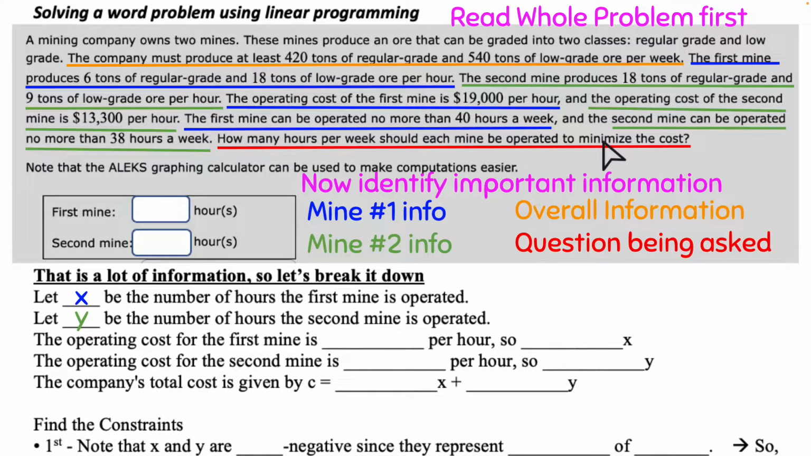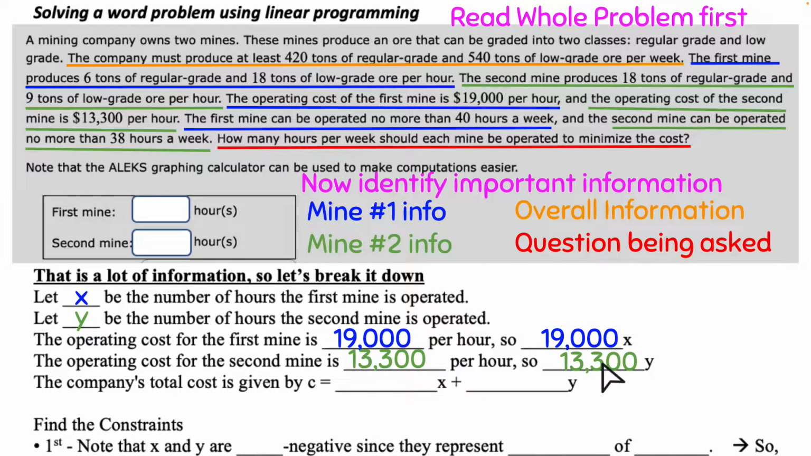The operating cost for the first mine is $19,000 per hour. So remember, it's per hour. And since I just said that the first mine is X hours, it's going to be 19,000 times X. That would be the cost, right? Because it costs me $19,000 to run it every hour, and I don't know how many hours I'm running it. That's what we're trying to find out. The cost for the second mine is $13,300 per hour, so that's $13,300 times Y, because Y is the number of hours for the second mine. And remember, that's how much it costs me for every single hour that I run this.